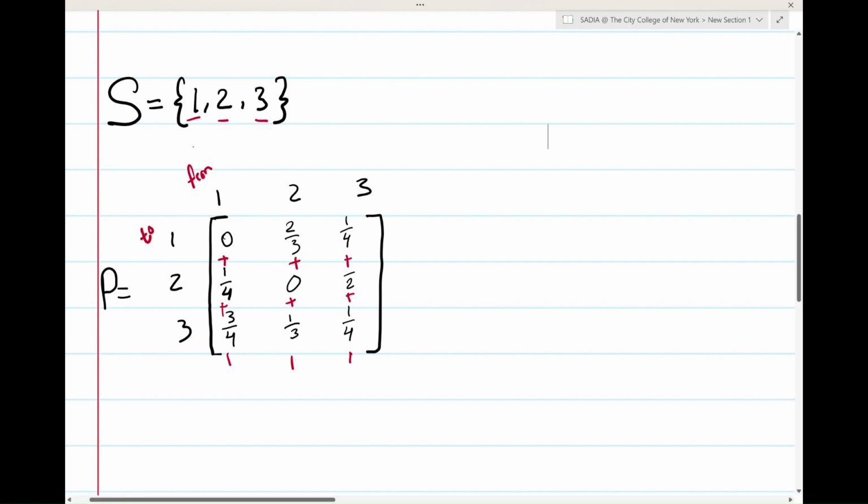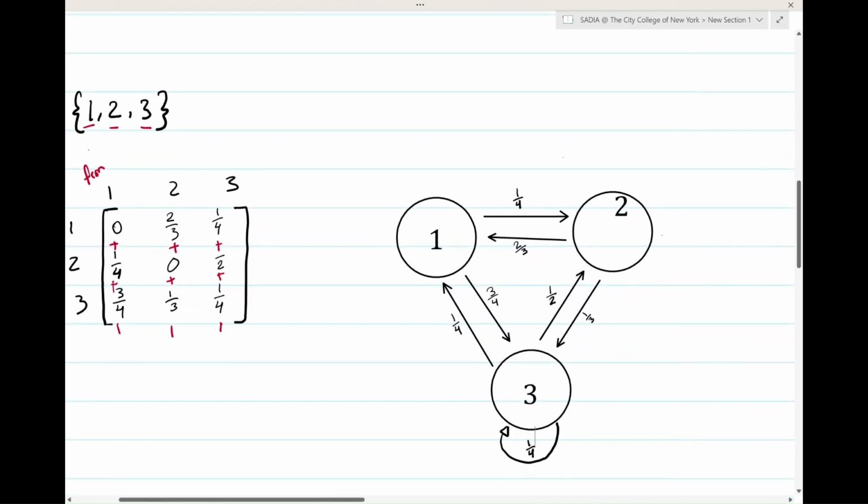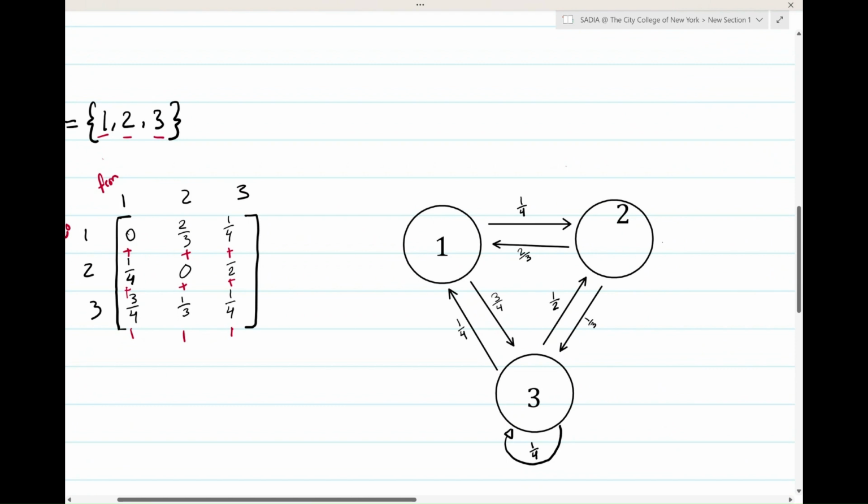And from this, you can draw the state transition diagram. All I did was read from the matrix. So if you see 1, 1, we have 0, so there are no arrows for that. And then from state 1 to state 2, you have 1/4, and that is represented by this arrow right here. And that is how you translate a matrix into a state transition diagram.